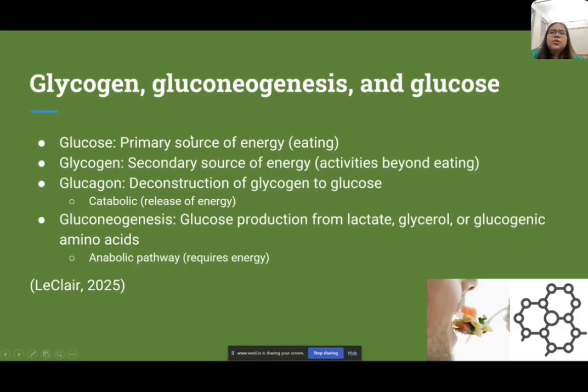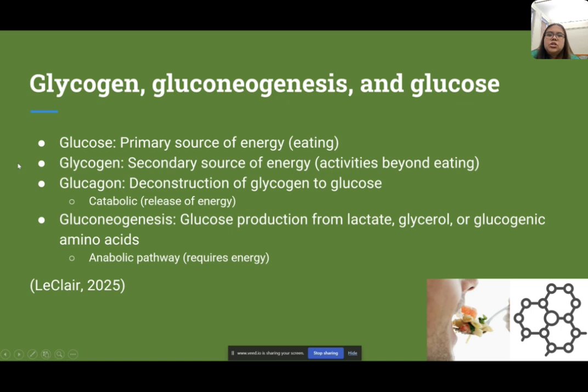Now, glycogen, gluconeogenesis, and glucose, they all sound similar, but they're all different in very small ways. Glucose is the primary source of energy that comes from eating. Glycogen is a secondary source of energy, and it pertains to activities like sleeping, eating, not eating, anything besides eating, like sleeping, exercising, studying, anything.